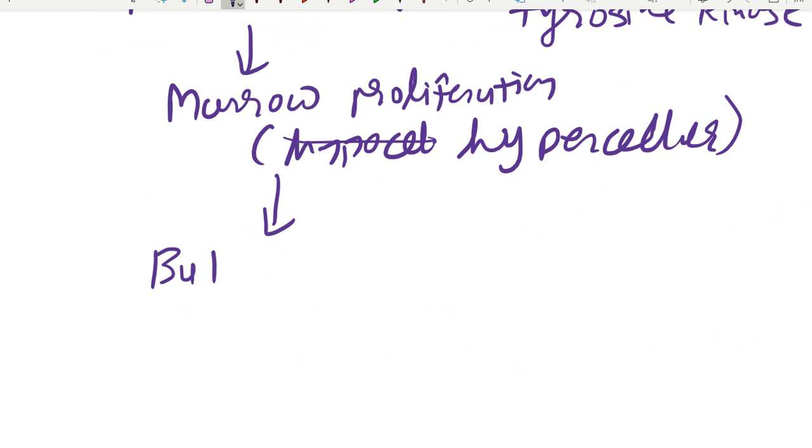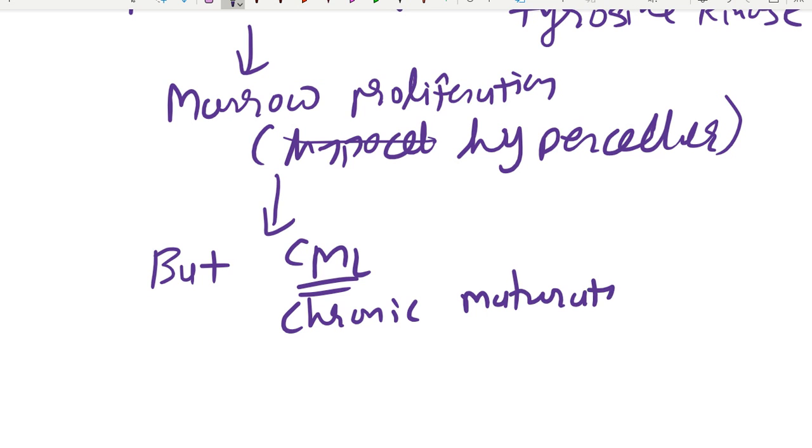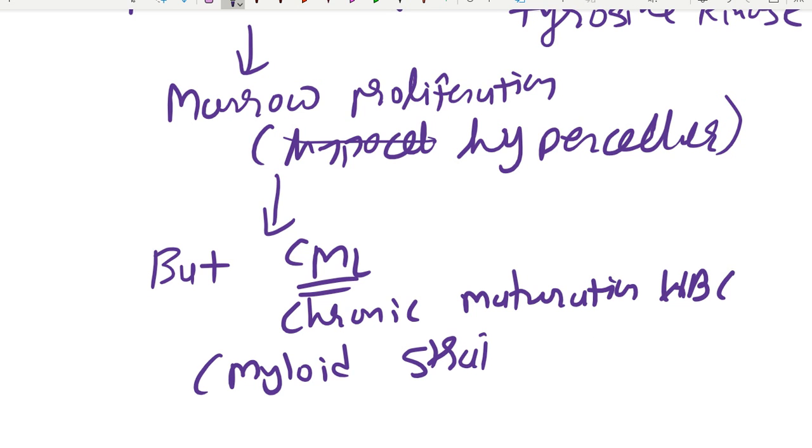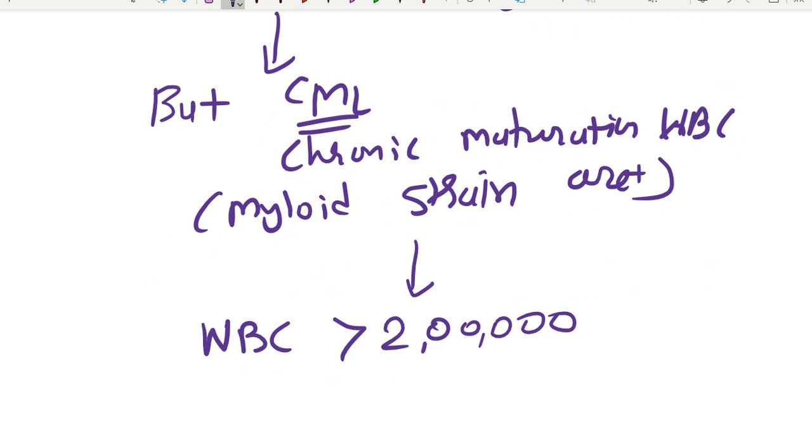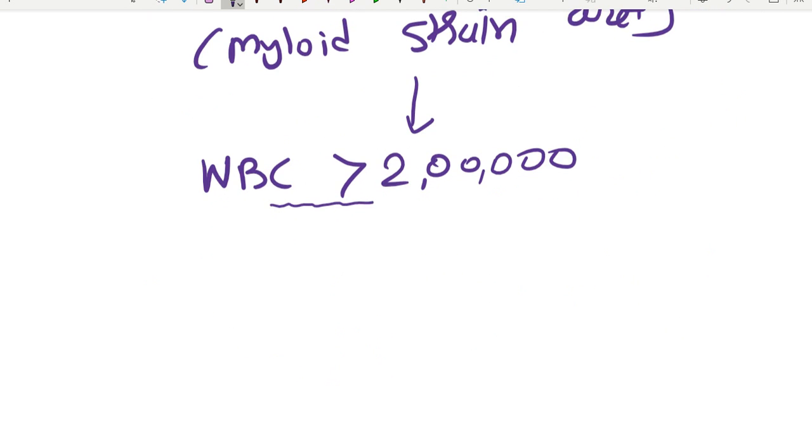But in case of AML there is non-differentiation, and in CML there is a chronic stage. So maturation of the WBC occurs at the chronic stage. So all myeloid strains are there, and these mature WBC are also released in the peripheral blood. So more than 2 lakh WBC are there.